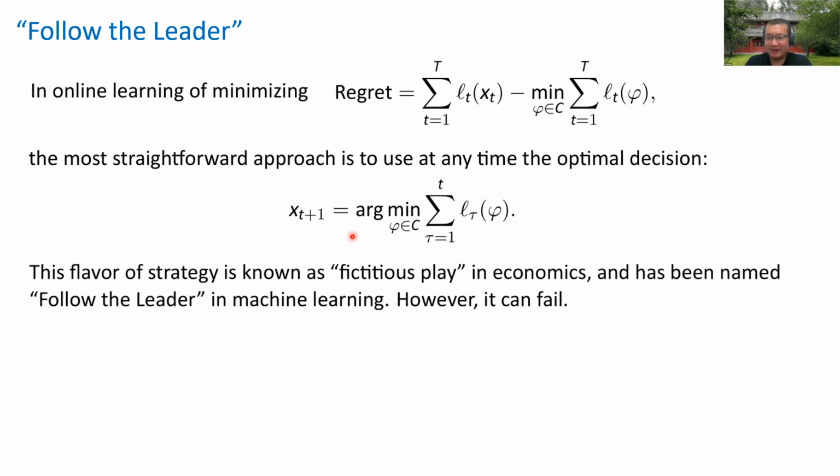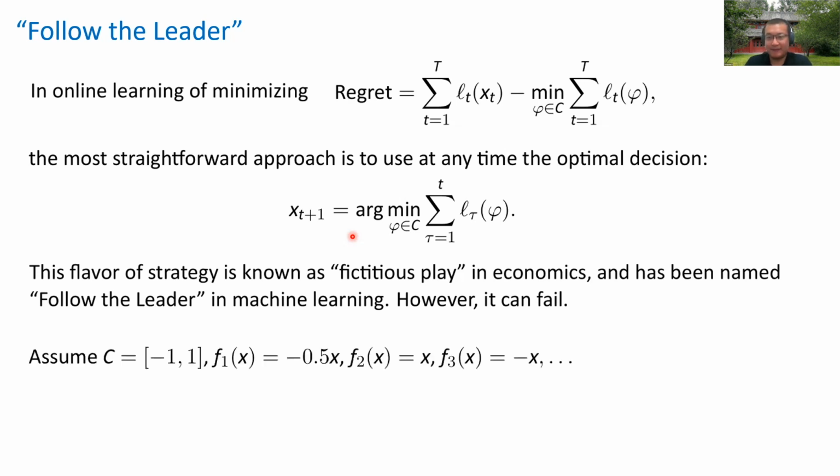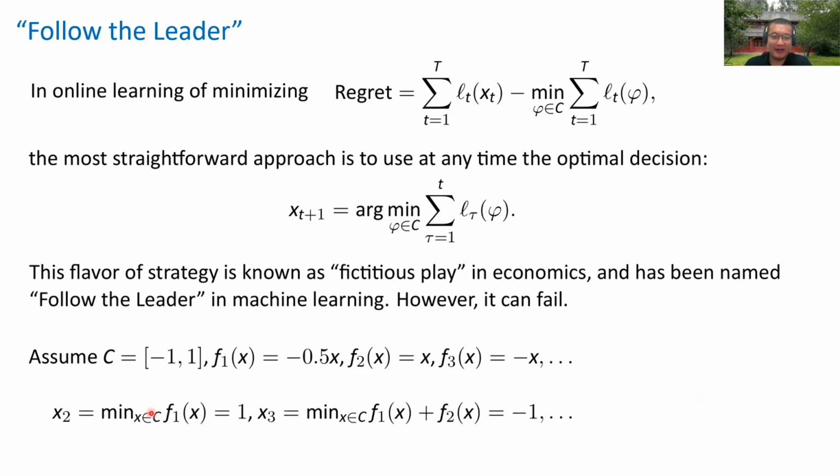Let's take a look at a very simple example. We have a one-dimensional problem where the domain is between -1 and 1. The functions are, for instance, at the beginning -0.5x, and after that alternating between plus x and minus x, minus x, x, minus x, etc. You can see the issue with follow the leader in a really straightforward way, for instance at the second round.